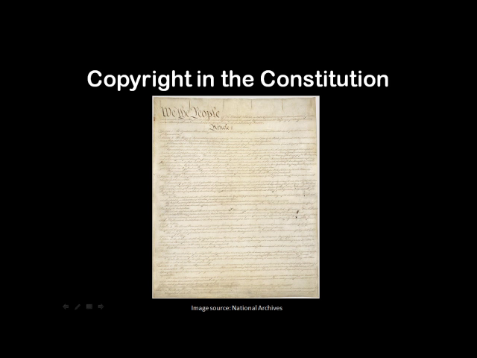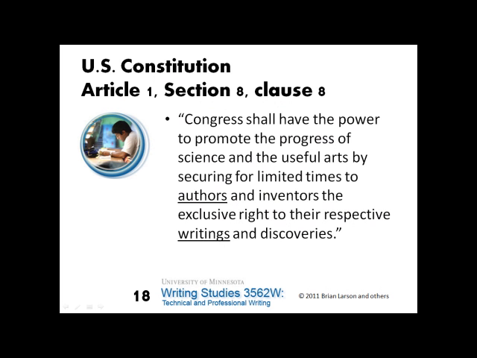There's also reference to copyright in the United States Constitution, which was drafted in 1787. Article 1, Section 8, Clause 8 addresses both copyrights and patents. Here's what it says. Congress shall have the power to promote the progress of science and the useful arts by securing for limited times to authors and inventors the exclusive right to their respective writings and discoveries.